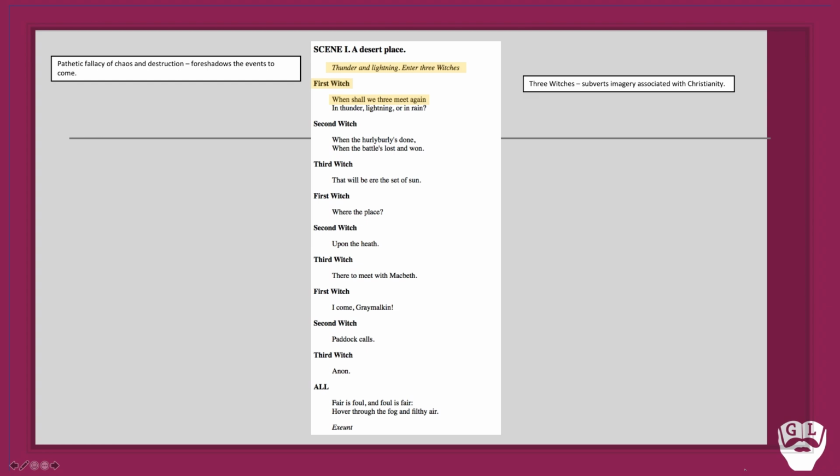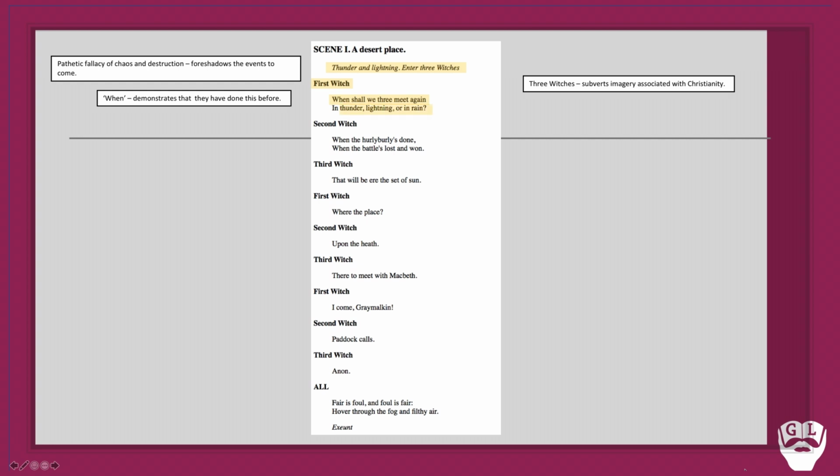The first line uttered in the entire play says, "When shall we 3 meet again?" Notice the word "when" there. This demonstrates that they've done this before, when and again, that they are agents of chaos. The witches have been agents of chaos for a great period of time as well.